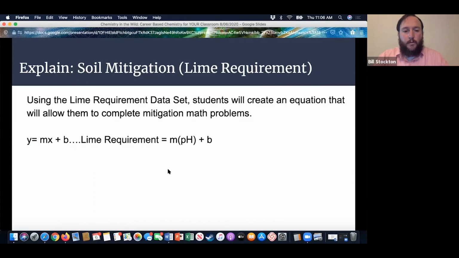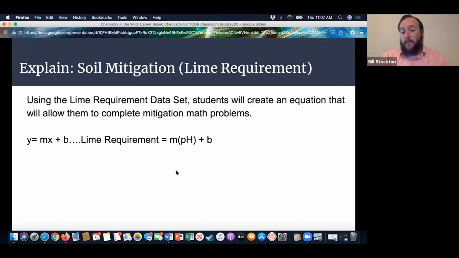So when we look at slope, slope is change of y over change of x. So really what we're looking at is the change in the lime over the change in pH. So your slope's units would be that lime requirement divided by pH. And that allows us then to manipulate the equation and use it to solve problems. So what we're getting at is we could give them that graph, have them come up with their own equation, as many of you did, and then use that equation to solve problems.